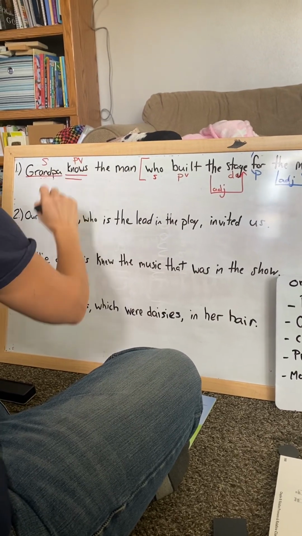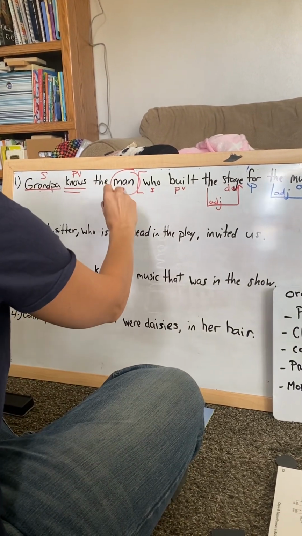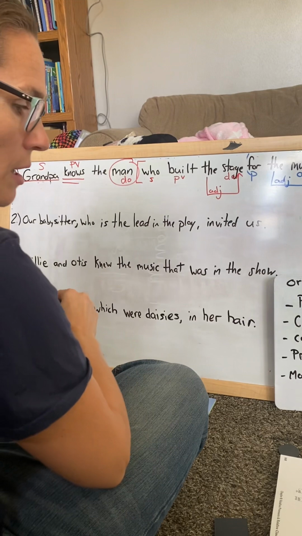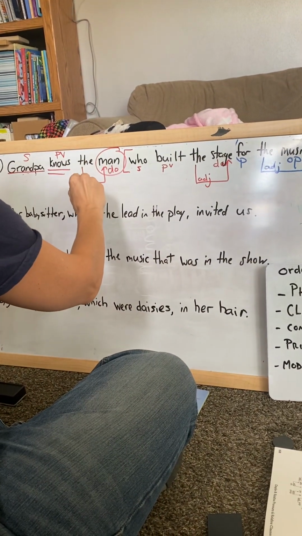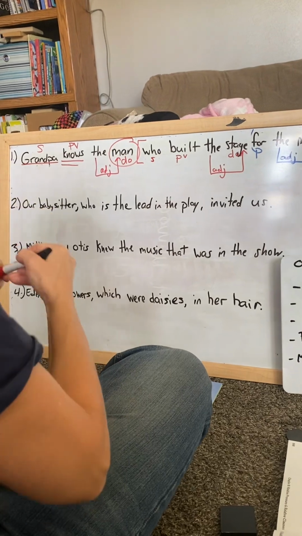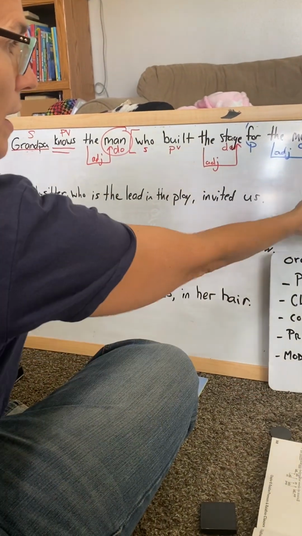It's a predicate verb. Knows who or what? Man. So we're going to circle that, and this is our direct object. The is an adjective. Now, we have to look at our modifiers from right to left.